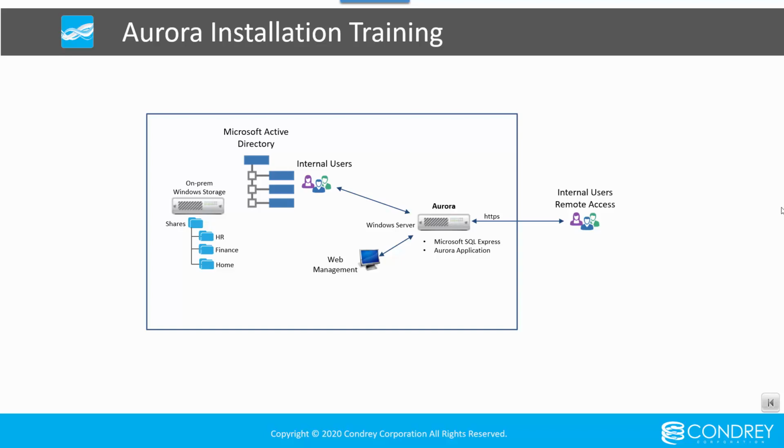how to get Aurora installed to allow internal users to remotely access files that are located on your internal network storage shared areas. Basically, we have Active Directory, we have some users, and those users are a member of different departments, and they need to be able to remote in using a web browser securely and access files that are on the network shares, such as HR, finance, and home in this example.